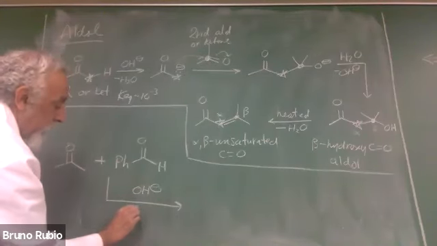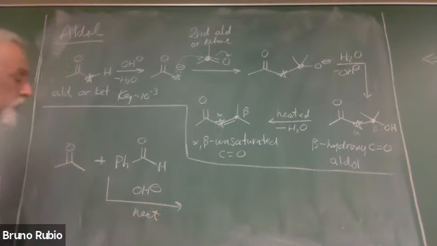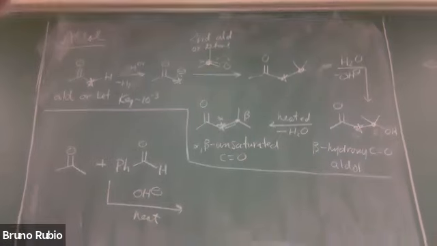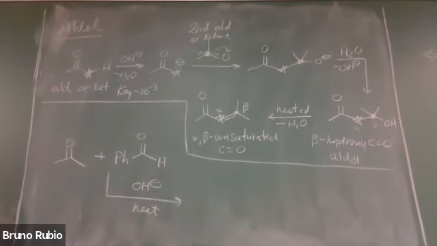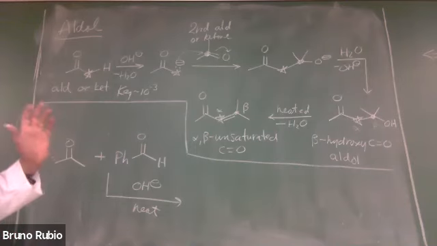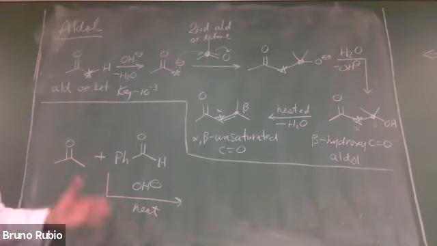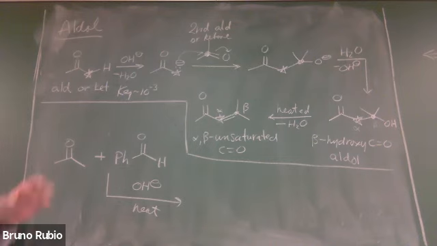OH minus and heat. Draw the structure of the product. It's an aldol. It's the aldol recipe. I see an aldehyde or ketone that can enolize, and then I see a second aldehyde or ketone, right? Find the star, find the dot, hook them up.